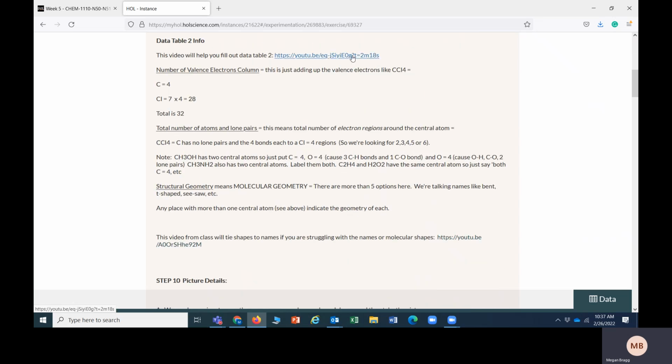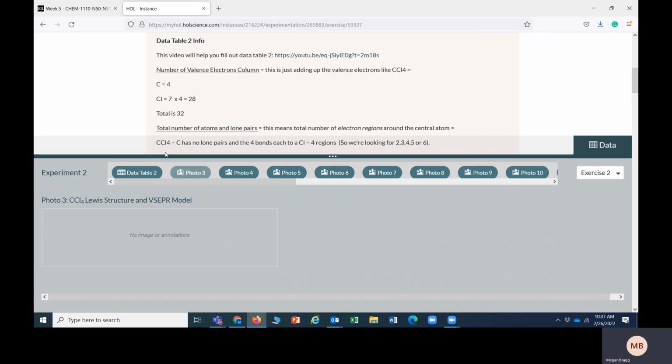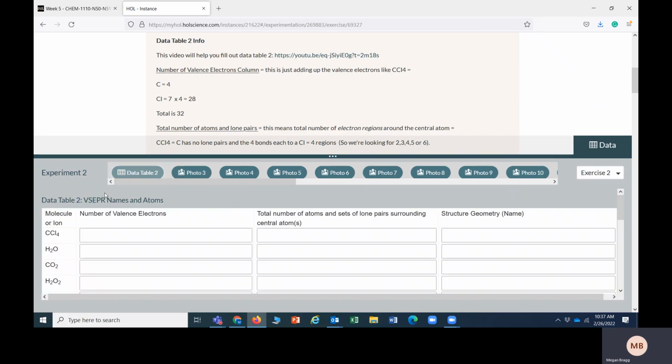This might help you if you get confused on data table 2. Go ahead and just get started on it. If you get confused, come back and watch this video. And I'm going to bring up data table 2 so you can kind of see both things at once. So data table 2. So this is the first one, CCl4.